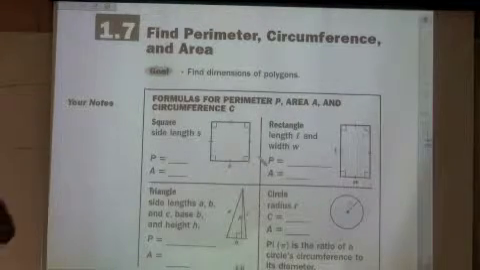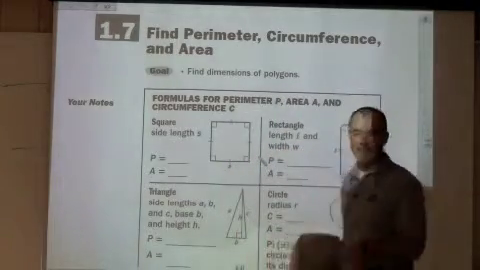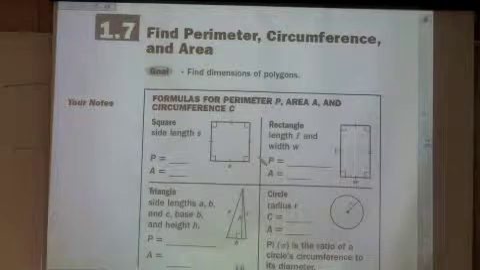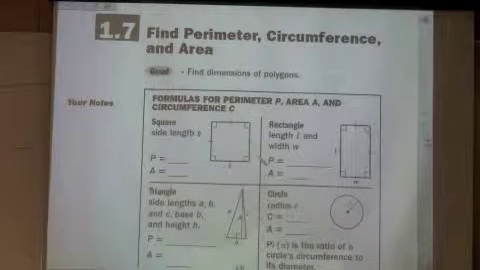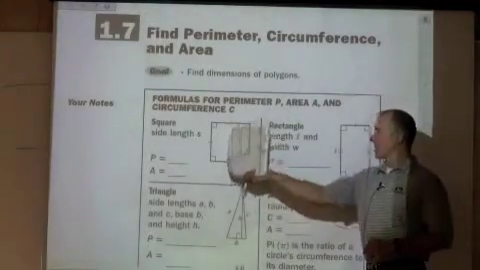What's unique about a square? Always regular, meaning all sides and angles are congruent, right? So we have 90-degree angles, all sides are equal.